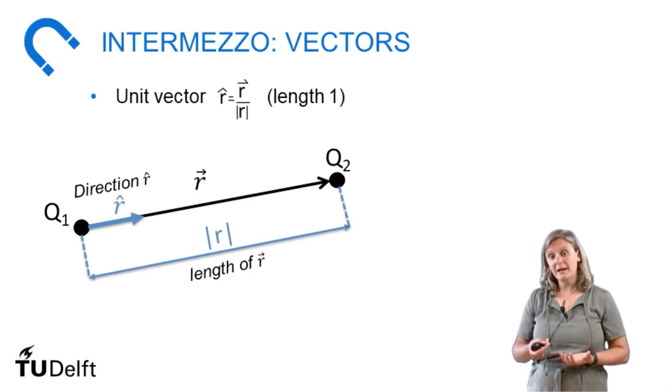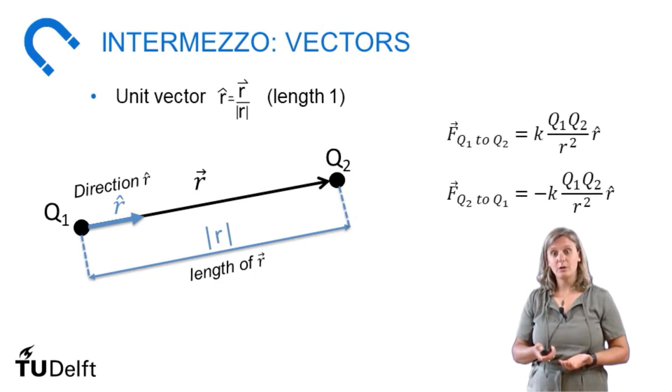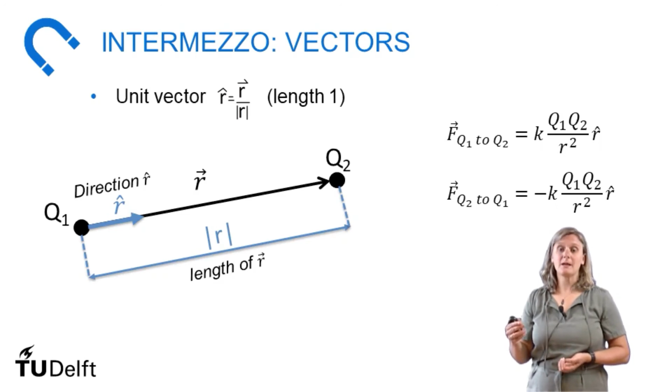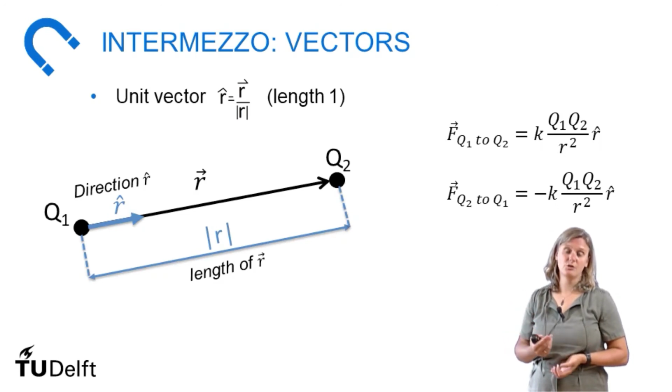So if we go back to our equations, what we see is that this force of Q1 on Q2 is basically in the direction of r, so it's with r hat. And it still scales as 1 over r squared. And the opposite is the case for the force in the opposite direction.